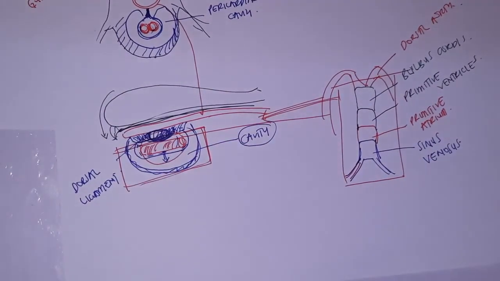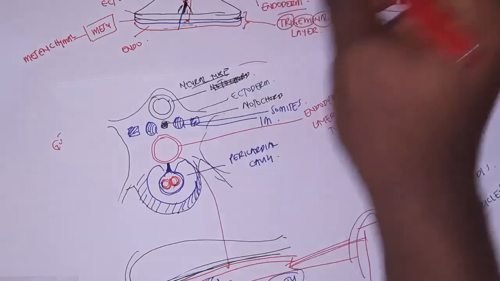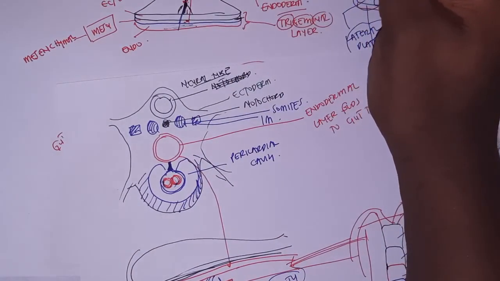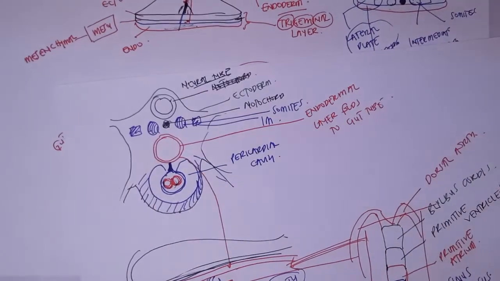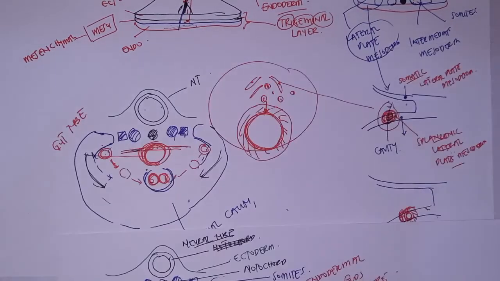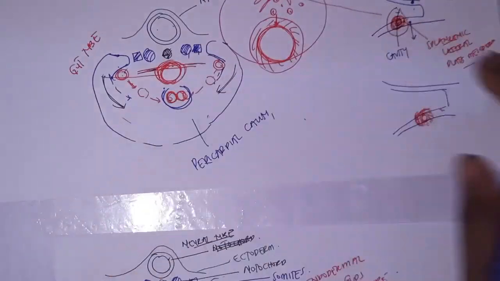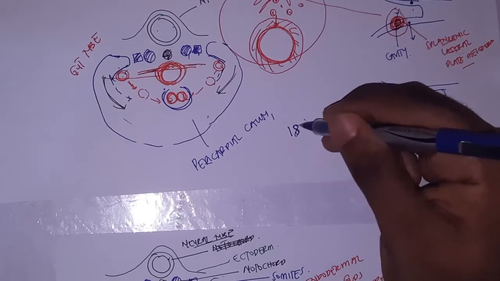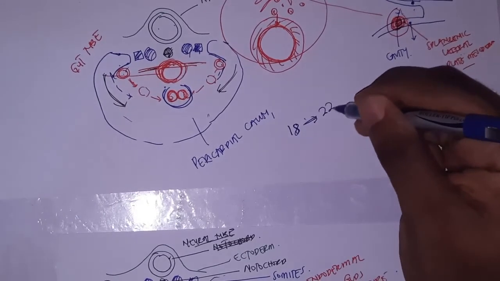All right. So to round up this first batch, remember this whole vascular system starts from the 3rd week. And all these events usually span from days 18 to days 22.